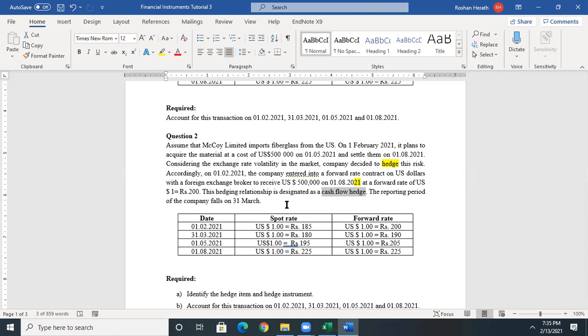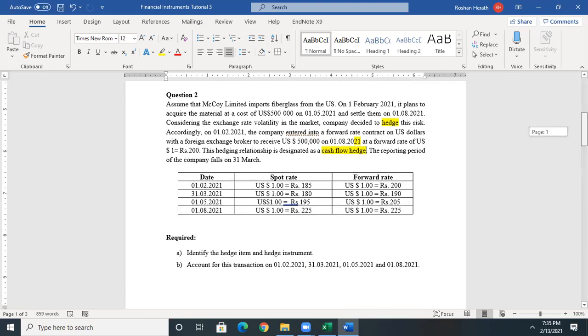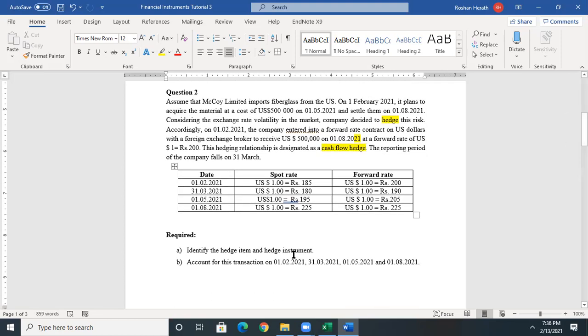So that's why we are trying to hedge that particular adverse movement. The reporting period ends on 31st March. Then it asks us to identify the hedge item and hedge instrument.